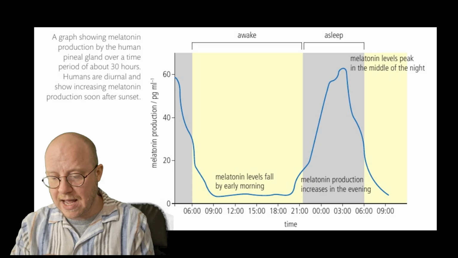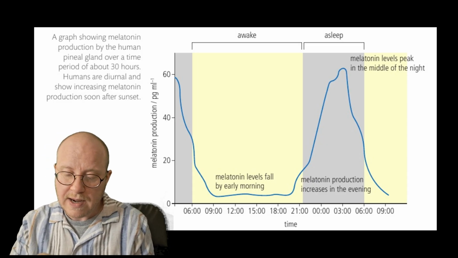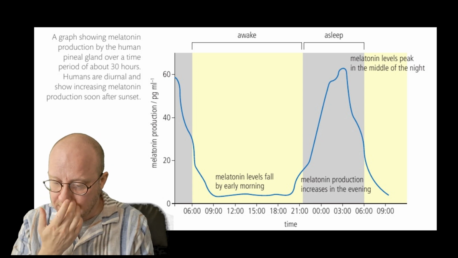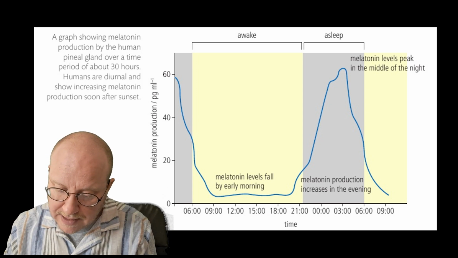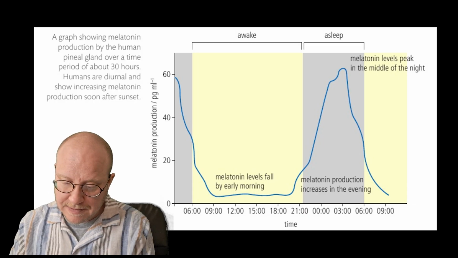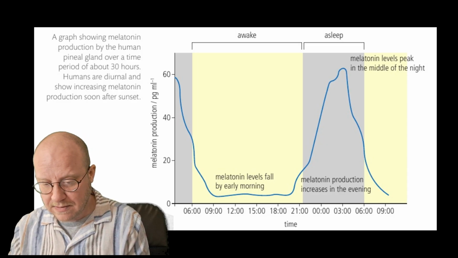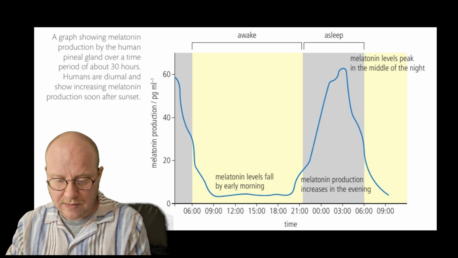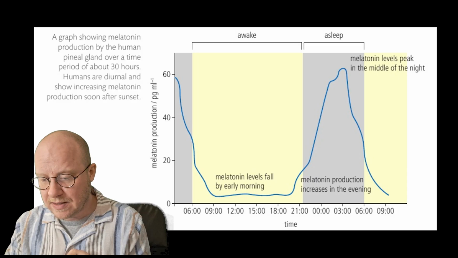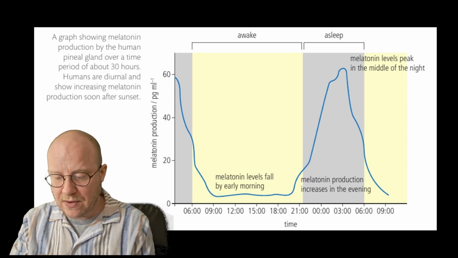Okay, so here on the x-axis we have time, and it tracks 30 hours. Y-axis, you have melatonin production. That looks like probably picograms per milliliter. I'm not sure what that fluid is, if it's blood or whatever it was in. Okay. Then you have this melatonin levels fall by early morning.